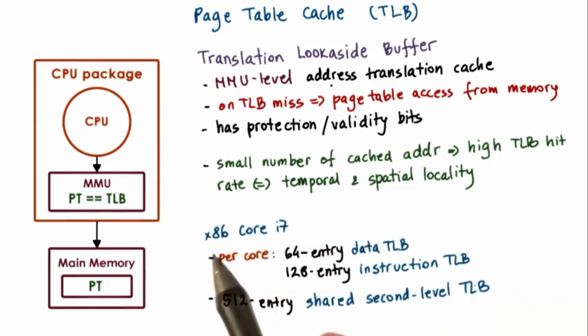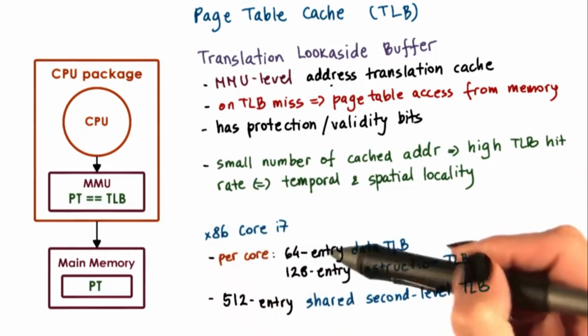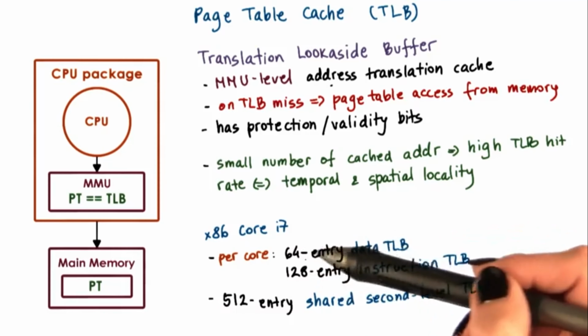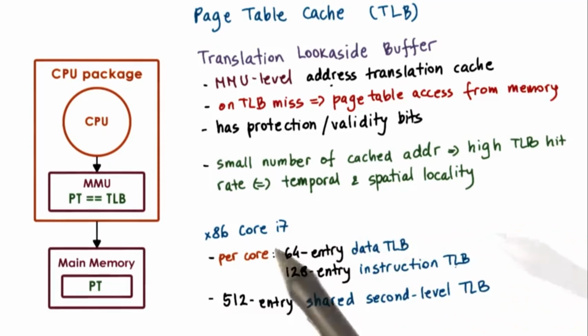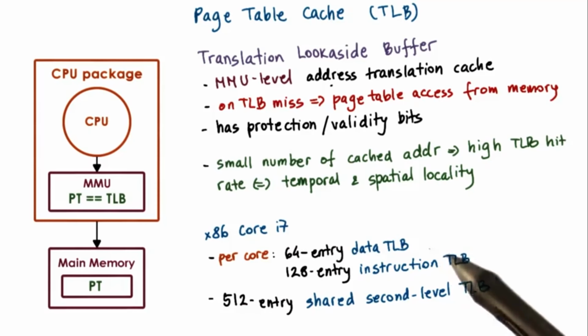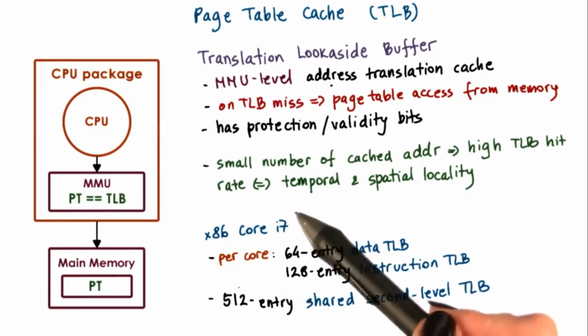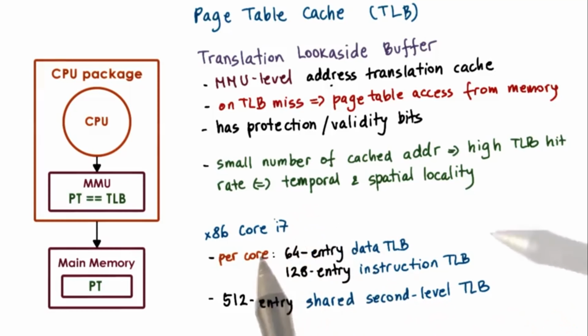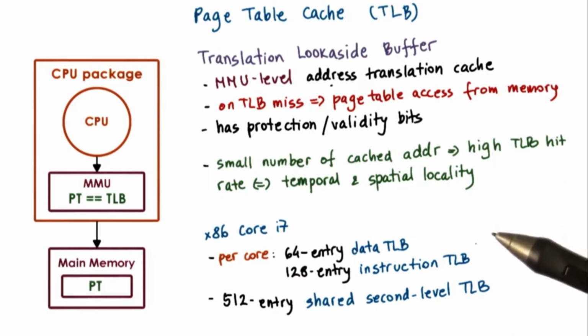On recent x86 platforms, for instance, there is a separate TLB for data and instruction, and each of those has a modest number of entries, 64 for the data and 128 for the instruction TLB. These are per core, and in addition to these 2, there is also another shared second-level TLB that's shared across all cores, and that one is a little bit larger. It has 512 entries. So this is for the i7 Intel platforms. And this was determined to be sufficiently effective to address the typical memory access needs of processes today.